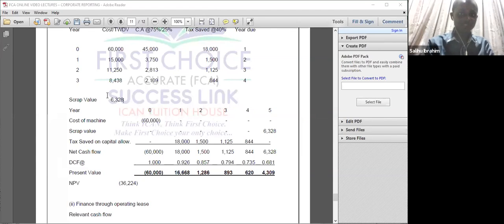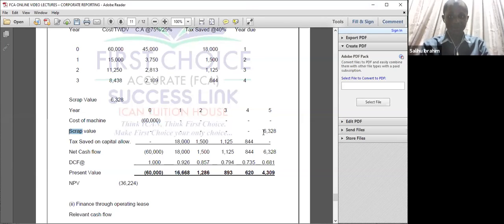Now, scrap value is relevant, and that's why you see scrap value here. Don't forget, I told you, you should always ignore the interest. So I'm not going to have tax saved on interest. I'm going to have tax saved on capital allowance, my scrap value, cost of the machine. Okay? And I've told you the reason. So cost of the machine will now be in year 0. That is when we are buying the machine.